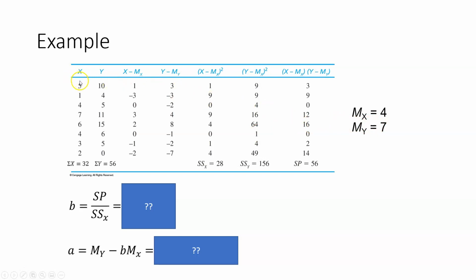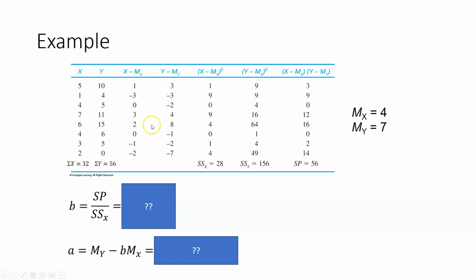Now, when we computed our correlation before, we took an x minus the mean and a y minus the mean of y. So here's our x variables. We take 5 minus 4 is 1. 1 minus 4 is negative 3. 4 minus 4 is 0. 7 minus 4 is 3, etc. Here we take y minus the mean of y. Here we've got 10 minus 7 is 3. 4 minus 7 is negative 3. 5 minus 7 is negative 2, etc.